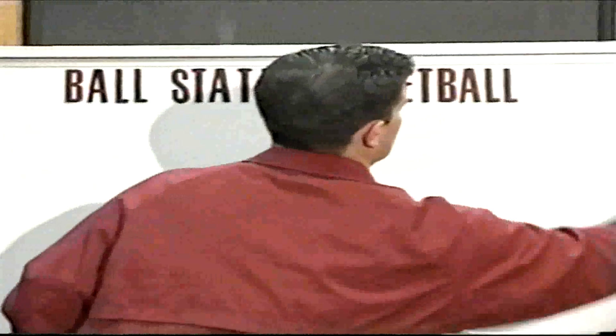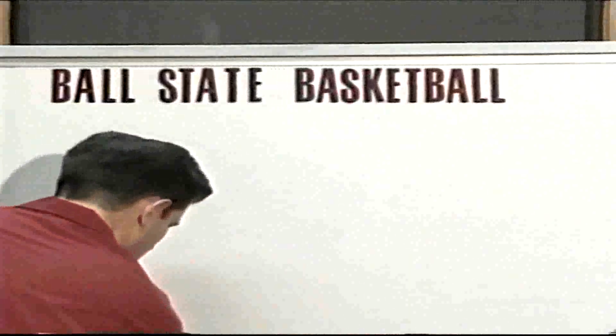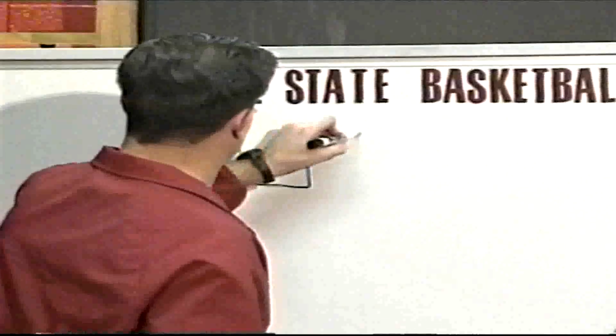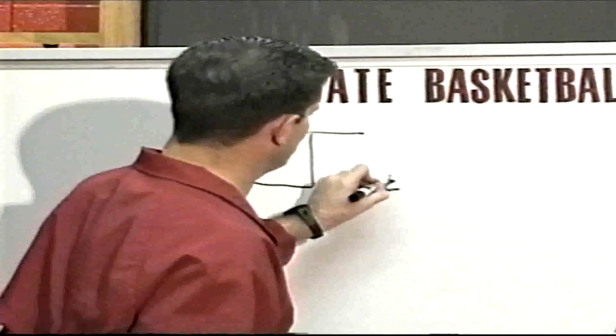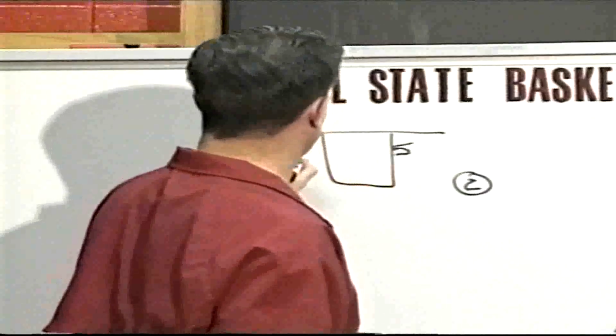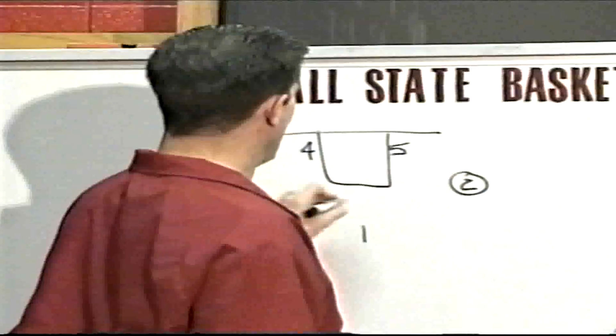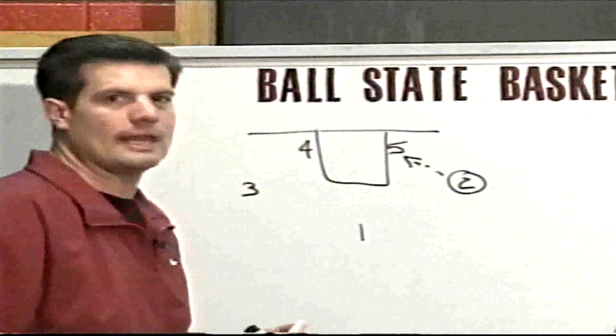The next type of action that you can have in feeding the post is called the spot. If the 2 has the ball and he feeds the 5, then he will spot up.